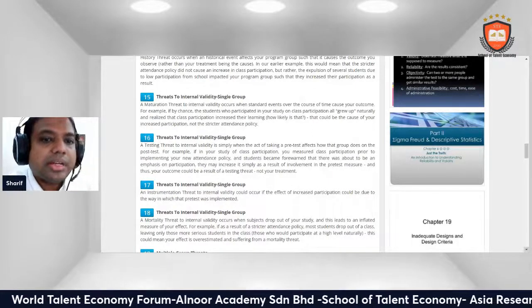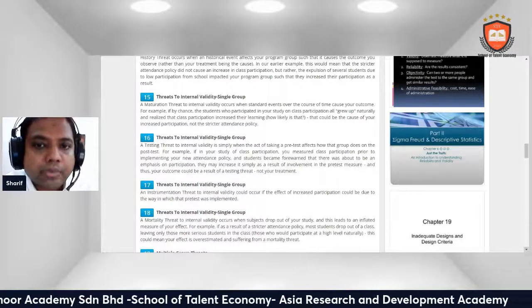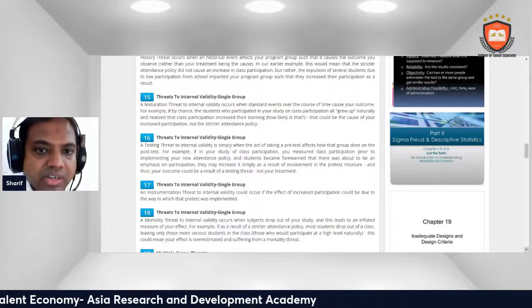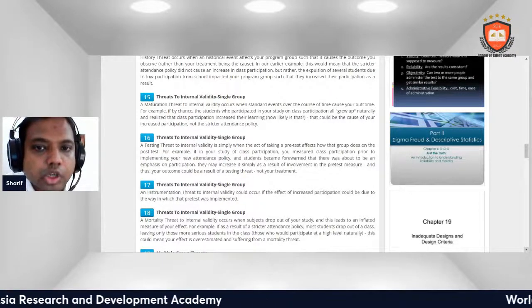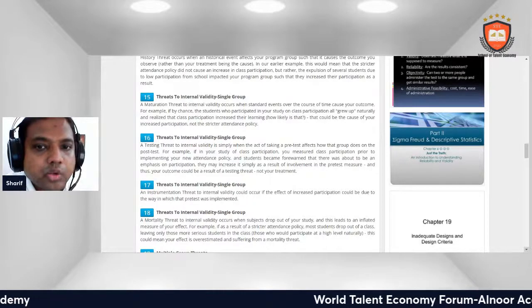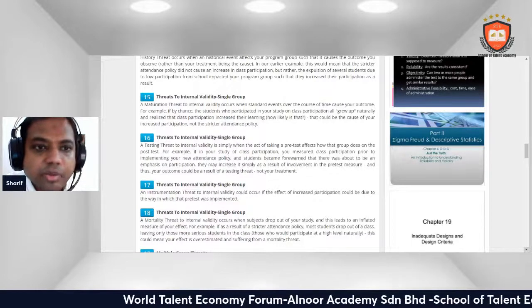The maturation threat to internal validity occurs when a natural event over the course of time causes your outcome. For example, if by chance the students who participate in your study on class participation all grew up naturally and realized that class participation increased their learning, they could be the cause of your increased participation, not the strict attendance policy.